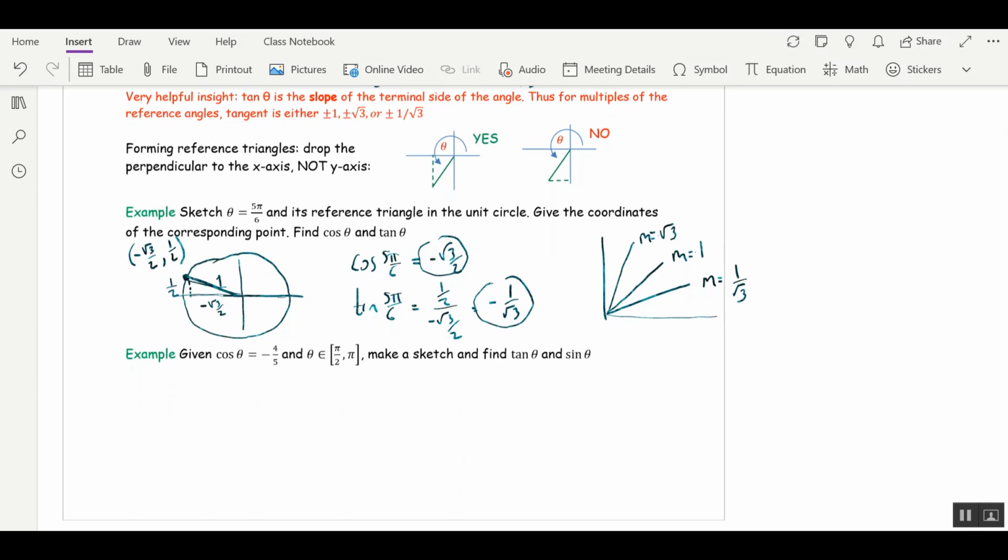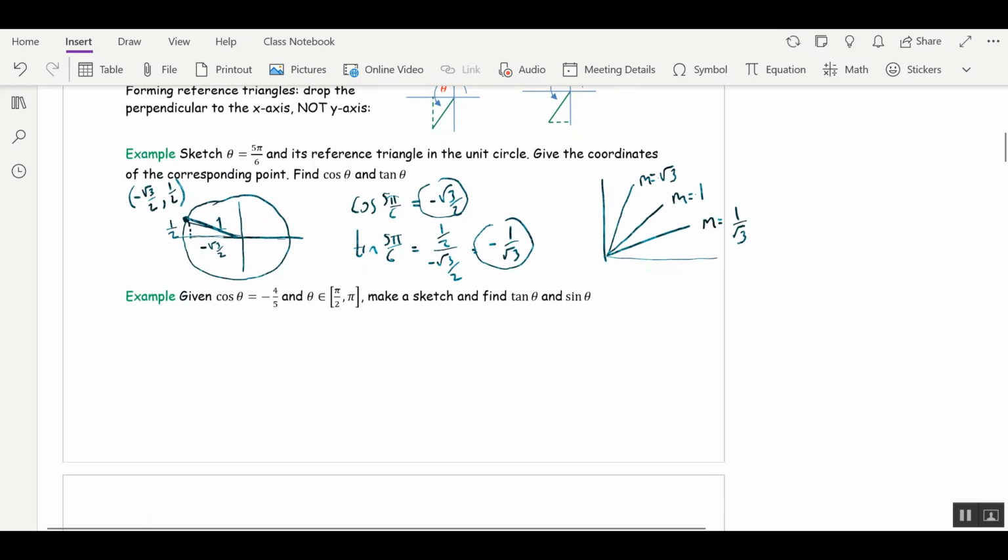Okay, next one. Given cosine is negative 4 over 5 and theta's in quadrant 2, make a sketch and find tangent and sine. All right, cosine theta is x over r. So I need to put the negative with the 4 because r is always positive. So now I know x is negative 4 and r is 5. So I draw a triangle in quadrant 2. So this would be theta. The x-coordinate is negative 4 and r is 5. Think of this as, if you want, lying in a circle of radius 5. So we need to fill in the missing side. Let's call that y. We could use Pythagorean theorem.